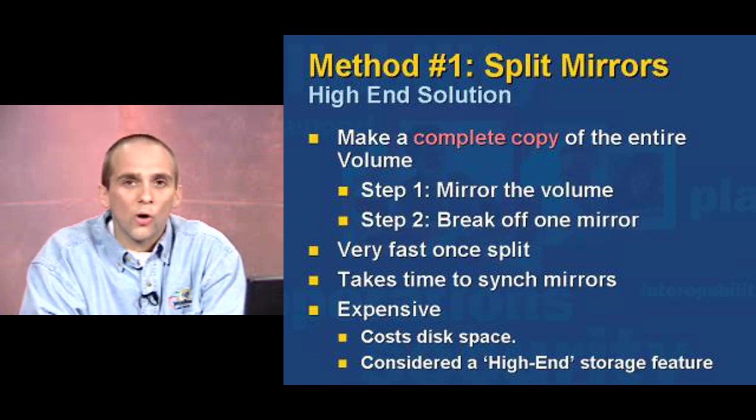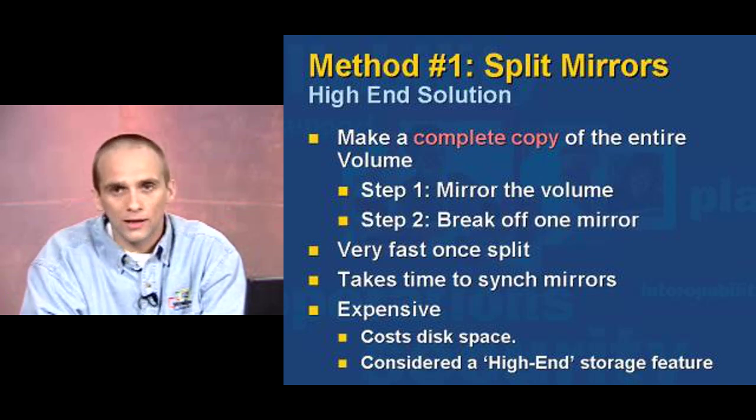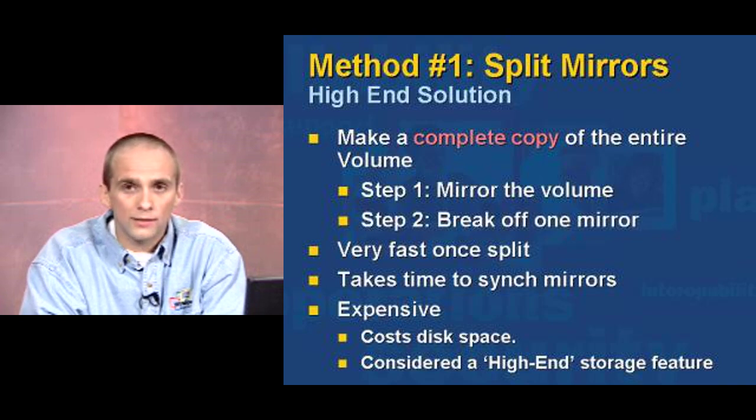And the idea is that one half of that mirror you would continue to write to, and the other half of that mirror is now detached from the writes and becomes the thing you can back up from. The advantage of this is that in a high-end environment, this is a very fast process, one split. It's just writing to the hard disk and you've made the copy. It takes some time to synchronize the mirrors, so there's an element of prepare time. And it is expensive, because you clearly have to spend on extra disk space. You're having to use at least twice the amount of disk space. And for that reason, it's considered currently a high-end storage feature.